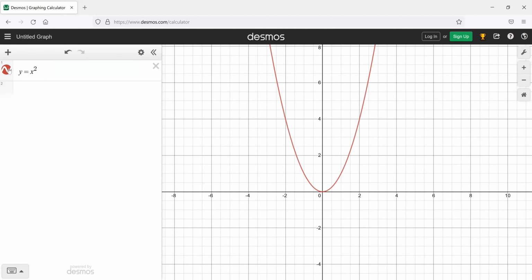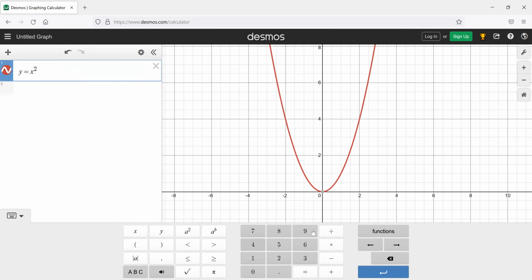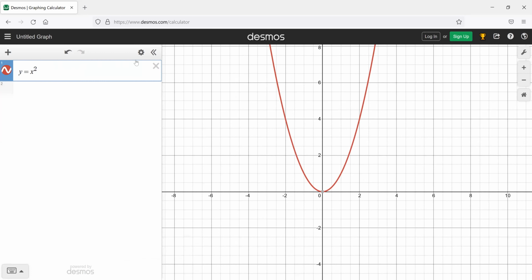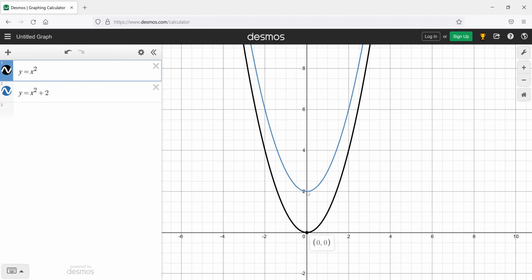Okay, so we're going to make a couple of changes here. Settings, there it is. We want to change that. We're going to make that black for our parent function. We're happy with that. Okay, so now you just graphed x squared plus 2. Do you see how it went up 2 units? Yes. This point right here, we're up right there.